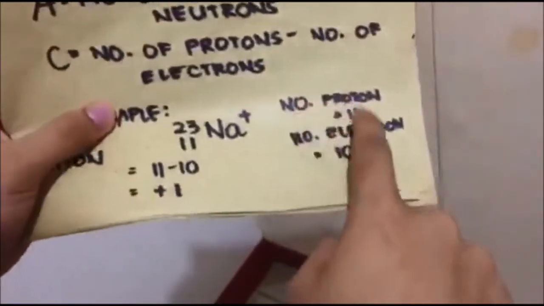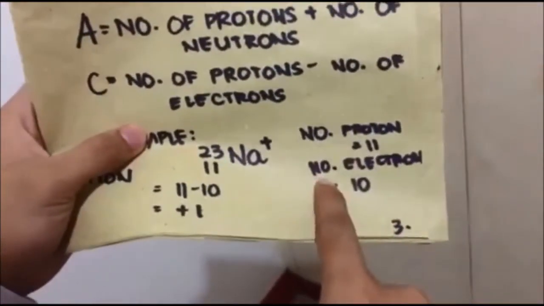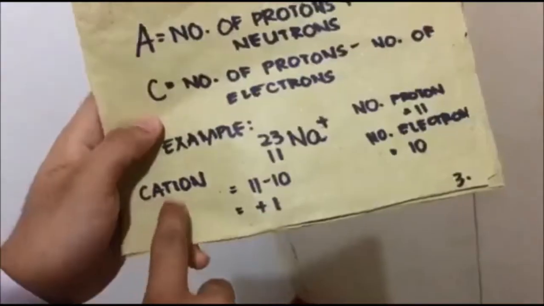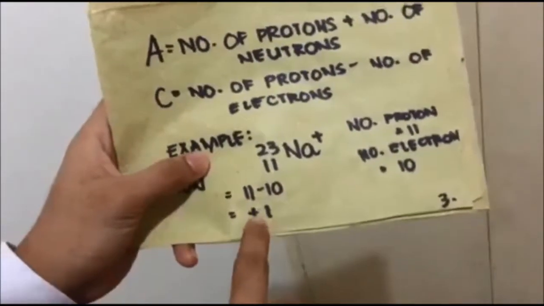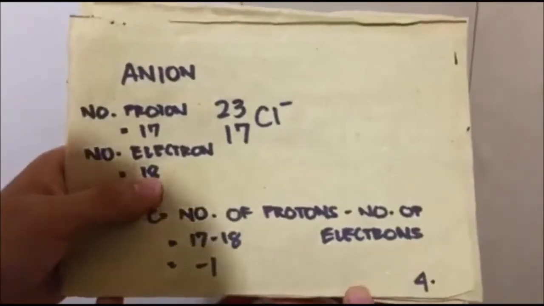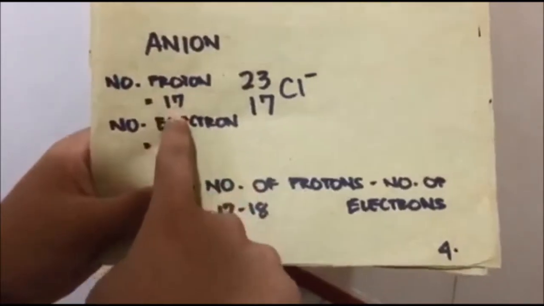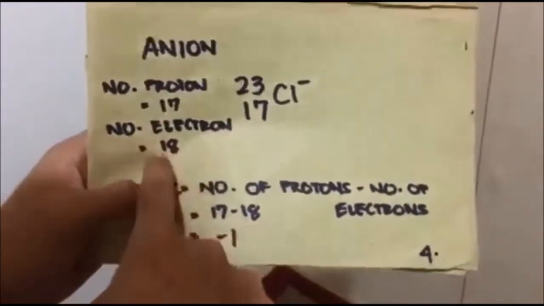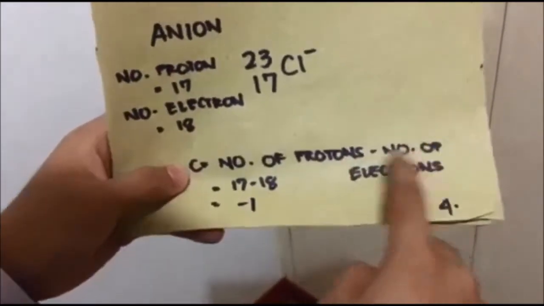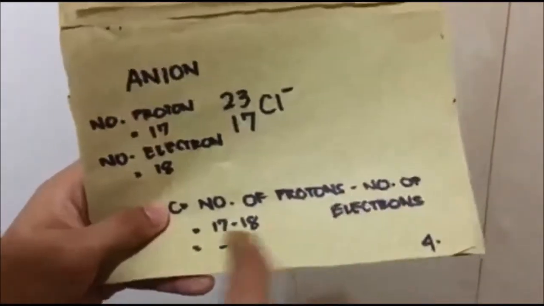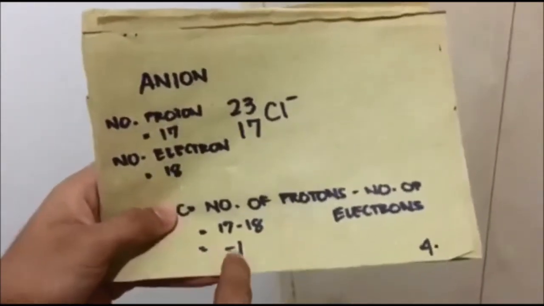Example, number of proton is 11 and number of electron is 10. Cation, 11 minus 10 equals 1. The next example is an ion. Example, the number of proton is 17. The number of electron is 18. Number of protons minus the number of electrons. 17 minus 18 equals negative 1.